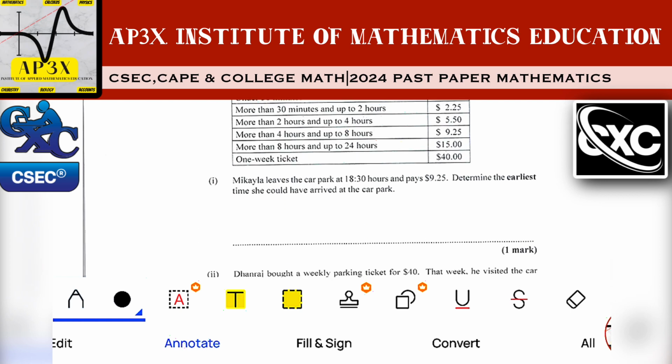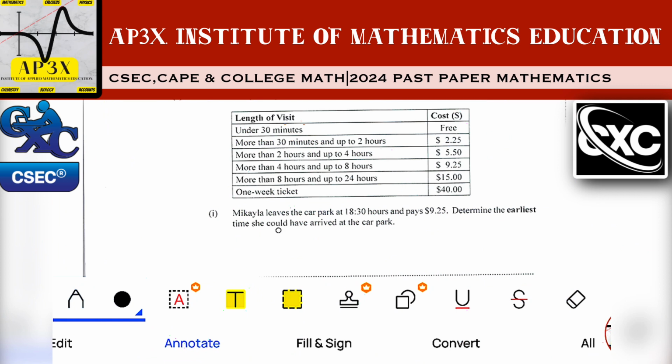charge. All right, so it says here that Michaela leaves the car park at 1830 hours, that is 6:30 in the evening, and she pays $9.25. Determine the earliest time she could have arrived at the car park. All right, so here it is. What we're going to be looking at here is simply the fact that we're going to be doing some subtraction of hours.